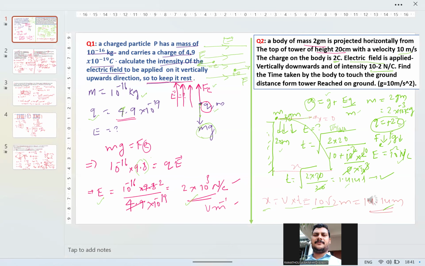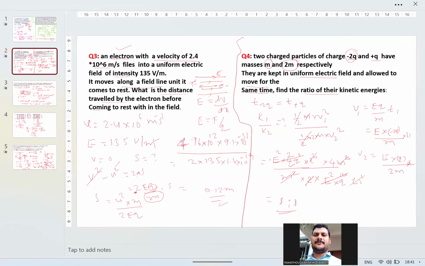So this is another model of question. Coming to question number 3, an electron with velocity 10 to the power minus 6 meters per second enters a uniform electric field. The electric field intensity is given, and the initial velocity of the electron is given. Remember, here the given particle is an electron.